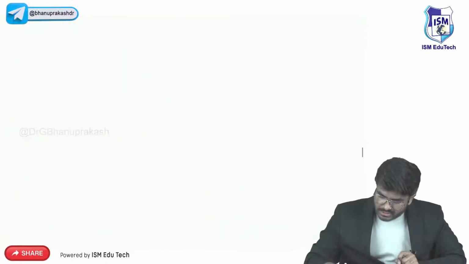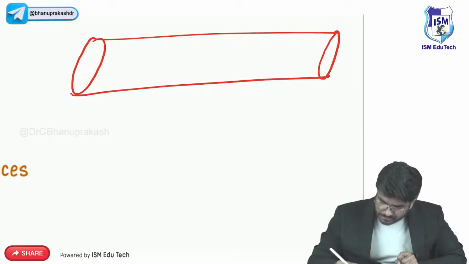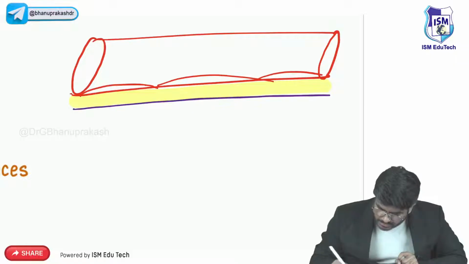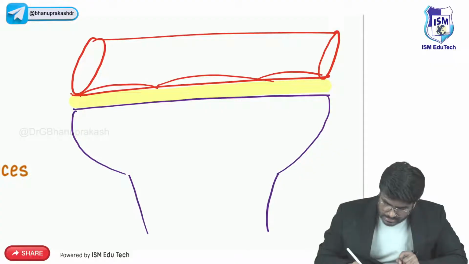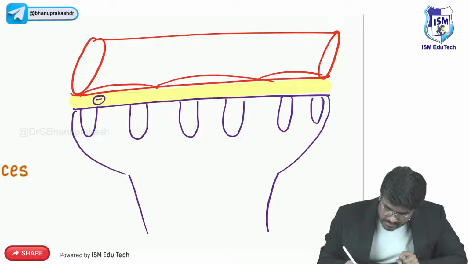Why? Because if you look here, this is the glomerular capillary. I am showing you one glomerular capillary. These are the endothelial cells, right? Now, what is this one? This is the glomerular basement membrane. Down to the glomerular basement membrane, there is Bowman's capsule, which is lined by these podocytic cells. These are the podocytes. Now, what kind of charge is present over here? Negative charge is there.